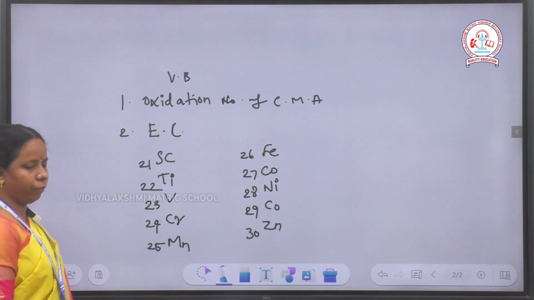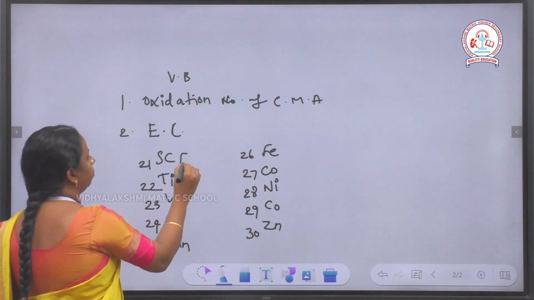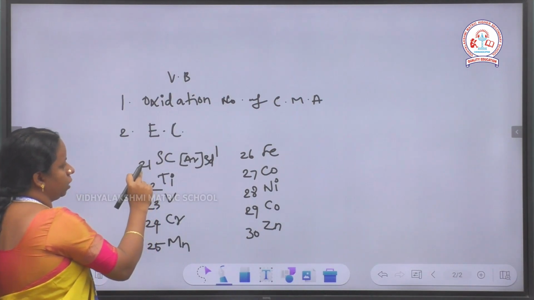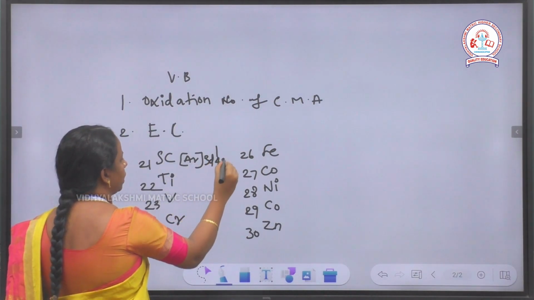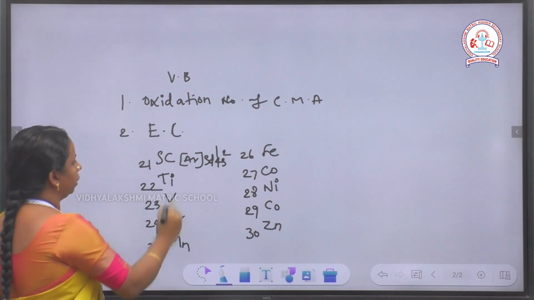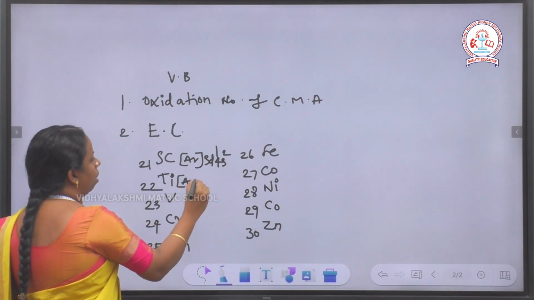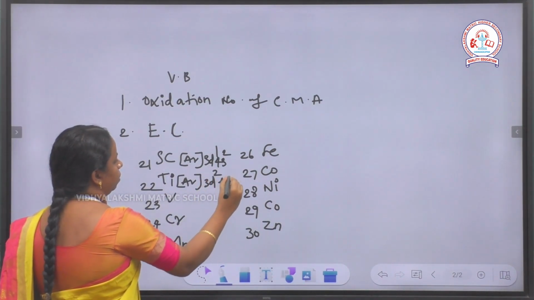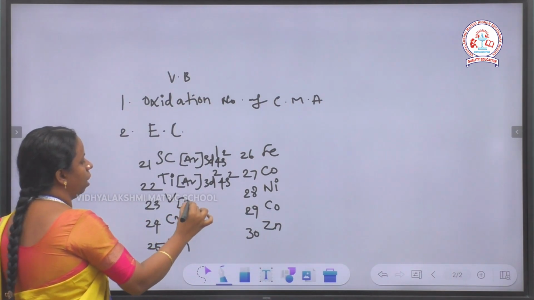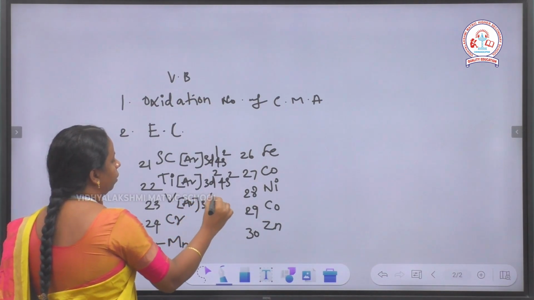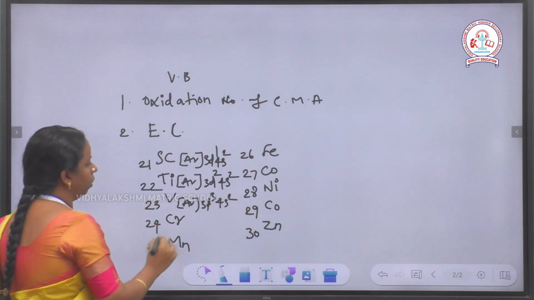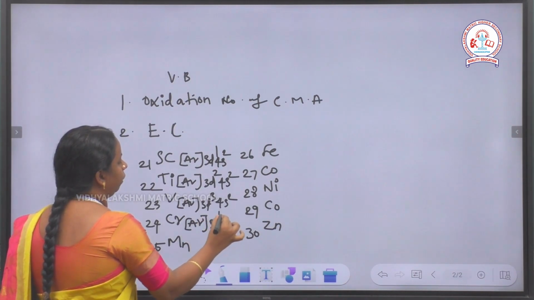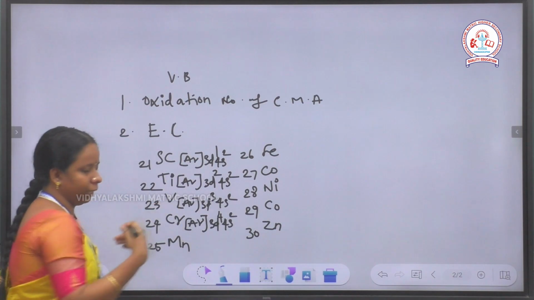The actual electronic configuration of the transition metals: scandium, argon 3d1. What is the atomic number, students? 21. That's why 3d1, 4s2. Then titanium: argon, 22 means 3d2, 4s2. Vanadium: argon, 3d3, 4s2. And then chromium electronic configuration: argon, 3d4, 4s2 we are expecting, right?